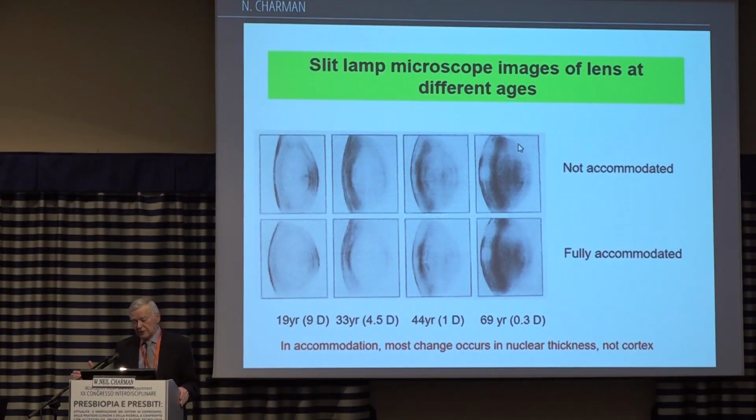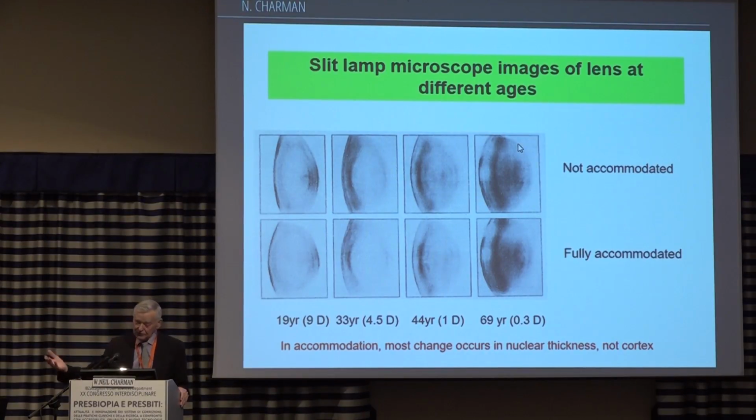And if we look at slit lamp images of eyes at different ages, on the left 19 years, 33, 44, 69 years, and at the top, in the not accommodated state, the relaxed state, in the accommodated state at the bottom, what we see is in the young eye on the left-hand side that the anterior surface of the lens bulges forward, becomes more convex in accommodation, whereas on the right-hand side, of course, the 69-year-old, there's no change. Try as hard as the individual might, there's no accommodation occurring.